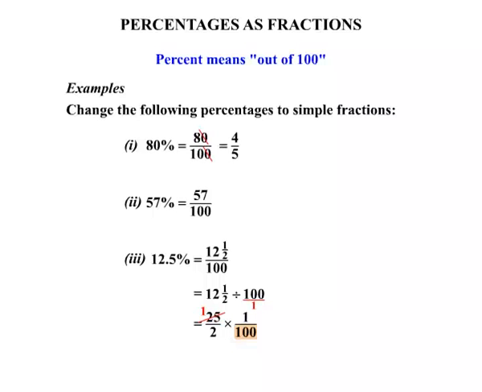So 25 into 25 goes once. 25 into 100 goes 4 times. So we multiply now. 1 times 1 equals 1. And on the bottom, 2 times 4 is 8. So our simple fraction then is 1/8.